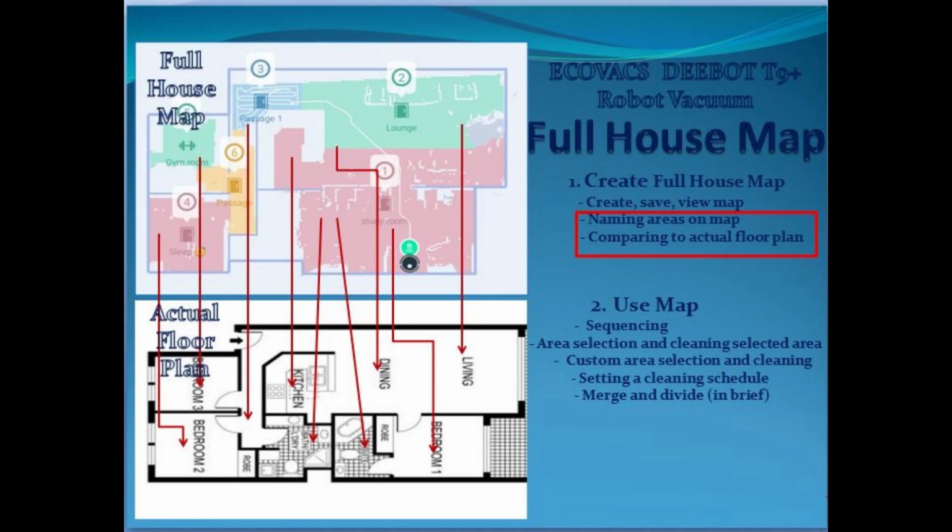When the DEEBOT brings up the full house map, it does not name these rooms automatically. So it does not call them study room or lounge room. It brings them up as room 1, room 2, room 3, room 4. I'll show you in the video next how to name these areas. So instead of calling them room 1, room 2, you can actually call them study, lounge, kitchen, passage, etc.